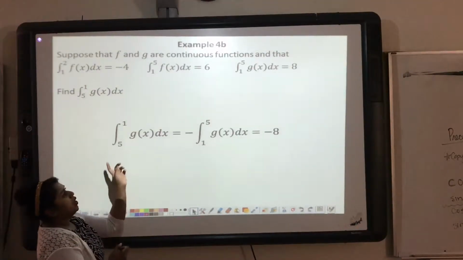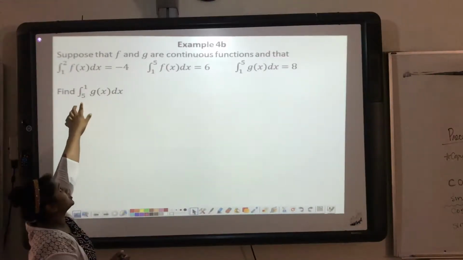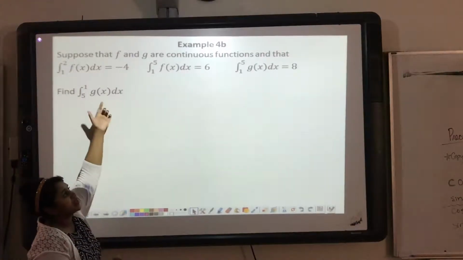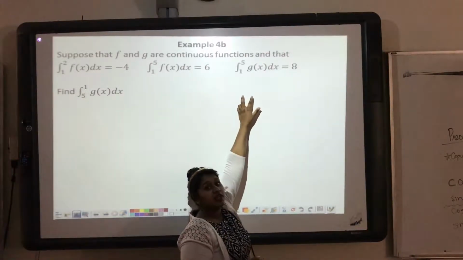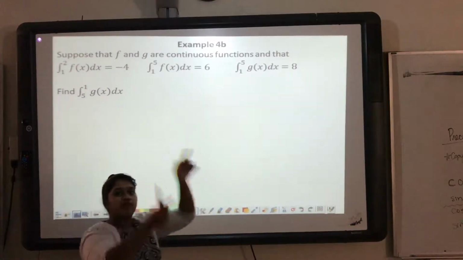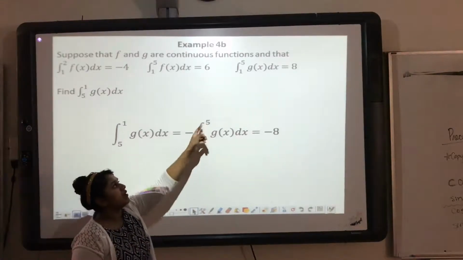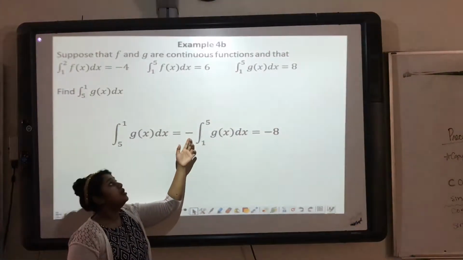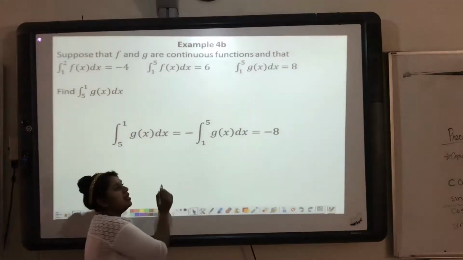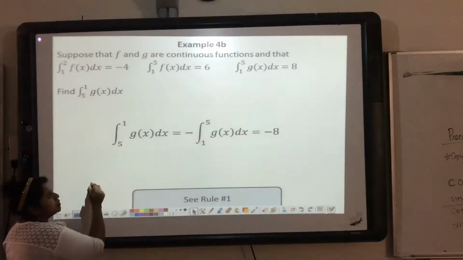Now we're going to be looking at, okay, well, what happens if I'm going from the definite integral from 5 to 1 of g of x? Well, what information were we given? We were given g of x from 1 to 5. So what happens when those values are switched? Well, all we do when we switch those values is change the sign on the outside. So this was originally a positive value, so now it becomes a negative value. This is rule number 1. Okay, so make sure you're double checking those.